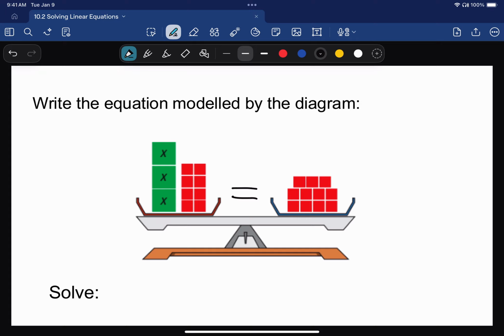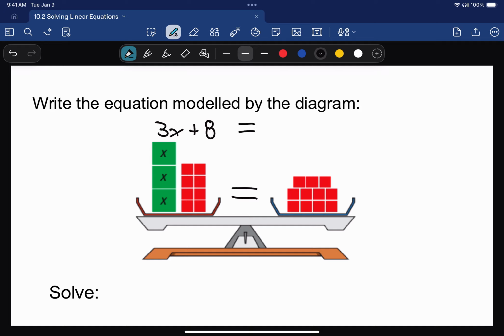Now it's asking us to write an equation modeled by the diagram. On the left-hand side, we can see we have 3 x's. This is very similar to the last time. 3 x's, but we also have 8 shaded in blocks here. And when the blocks are shaded in, it's a positive number. So 3x plus 8 is what we have on this side. 3x plus 8, and we can put our equal sign.